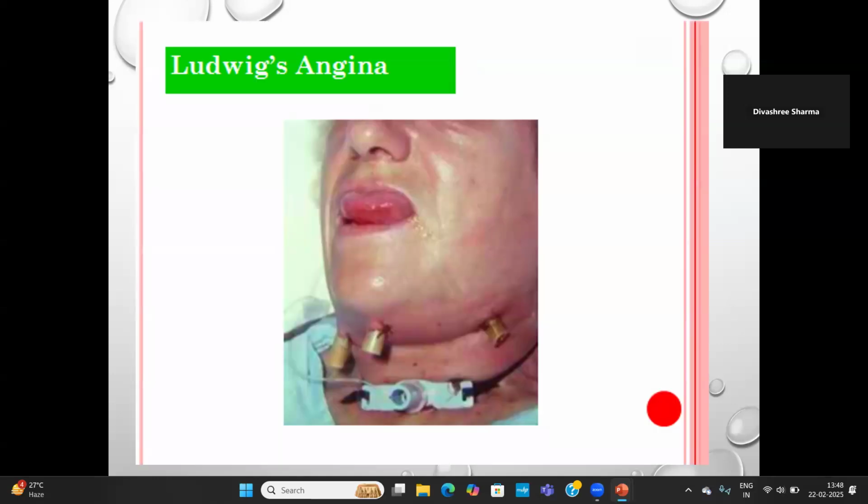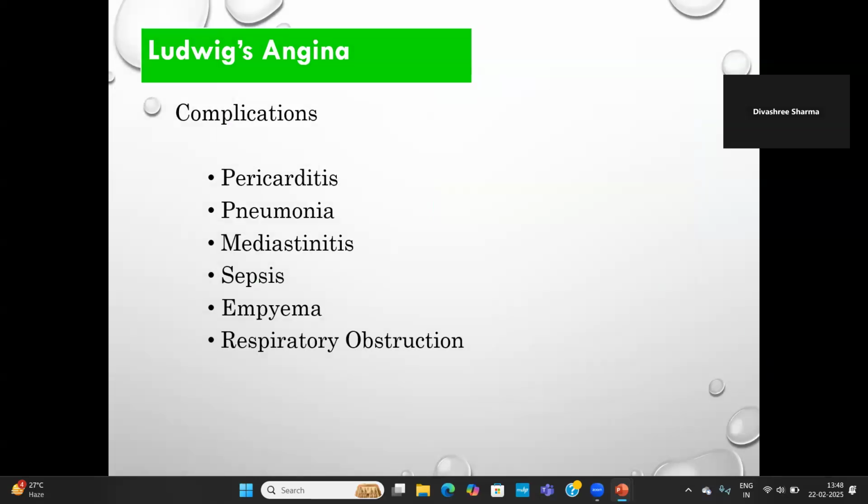This is a patient in which the drainage has been performed and the drains for maintaining the patency have been inserted. Complications of Ludwig's angina include pericarditis, pneumonia, mediastinitis, sepsis, empyema, or respiratory obstruction.